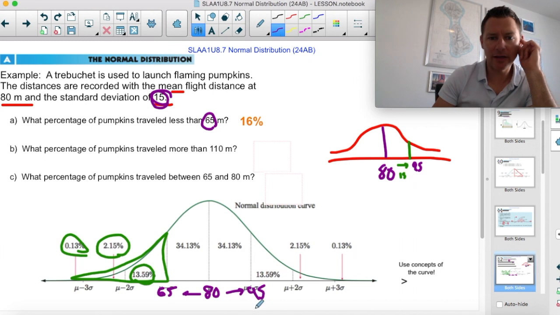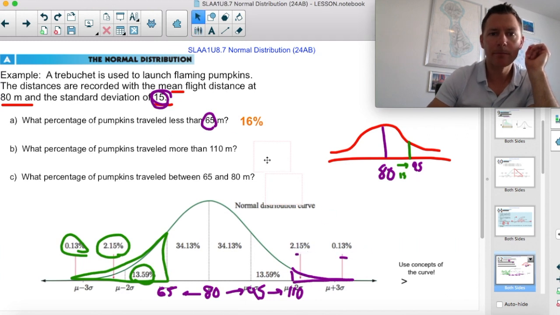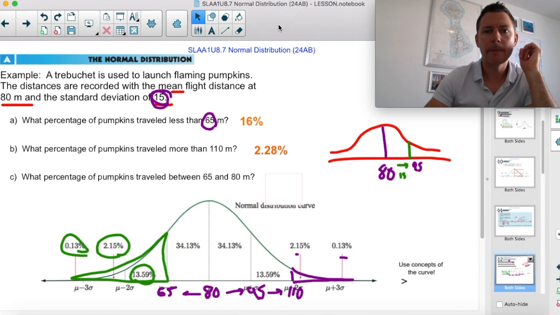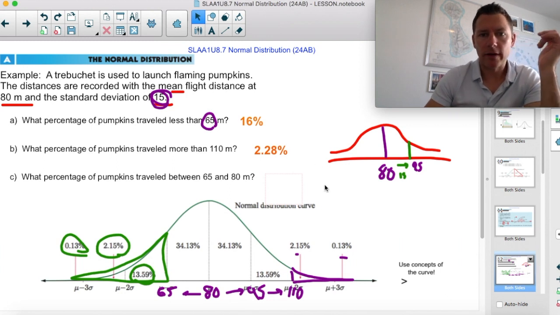Well, we haven't hit 95, add 15 more to get to the next standard deviation. Oh, that's 110. And so we're looking at more than 110, so that's 2 and a little bit. All right, so great, there's 2 and a little bit.